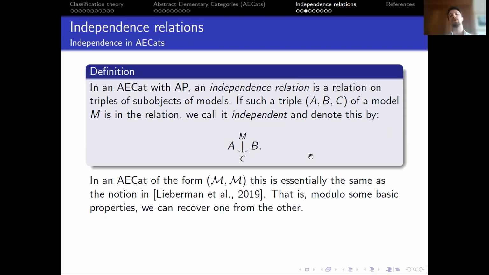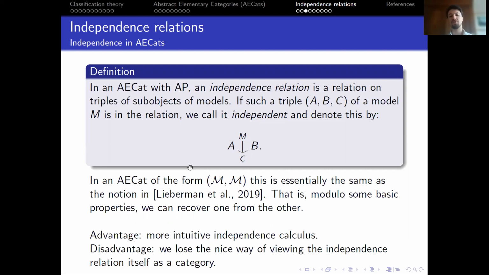And really, this is ultimately not so different. In fact, if you have an AEC-cat of the form M, so there's really only one category that we're talking about, this is essentially the same as this commuting squares notion. You can make this precise in the sense that, modulo some basic properties, you can recover one from the other. So it's really the same information, just a different way of presenting it. The advantage of presenting it like this is that you get a more intuitive independence calculus. The properties are a bit more intuitive to phrase and to work with, because you don't need to make everything a commuting square. You have a bit more freedom in what you put on the sides.